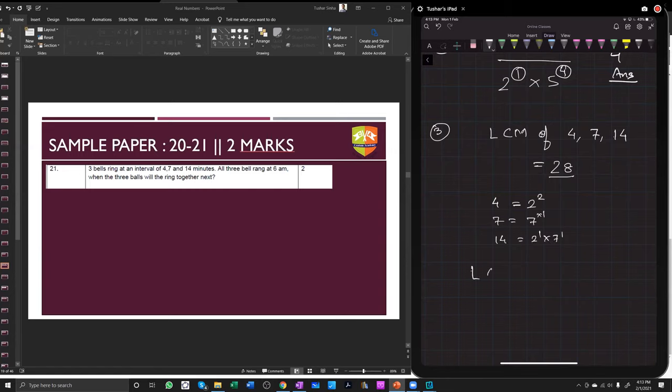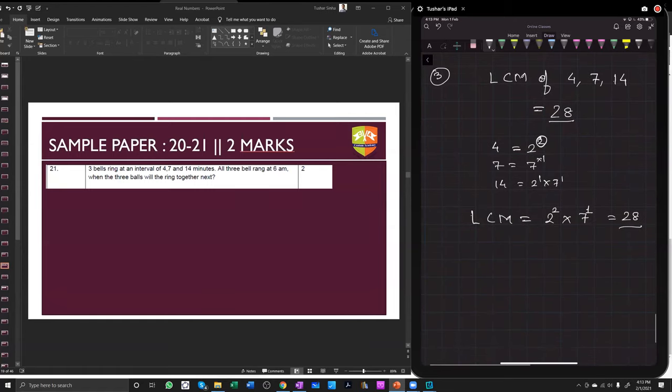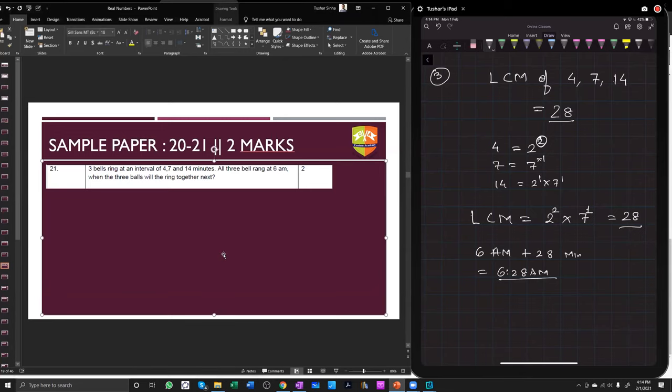And then LCM is nothing but: how many different prime factors do you see? One is 2 and one is 7, so only 2 factors are there. Write the highest power of each. The highest power of 2 is 2, and in 7 the highest power is 1. So the answer is 28. Hence the LCM is 28. So 6 a.m. plus 28 minutes is nothing but 6:28 a.m. All of them will ring together at 6:28 a.m. Very good. You'll get 2 marks for this, so 4 marks for this paper done.